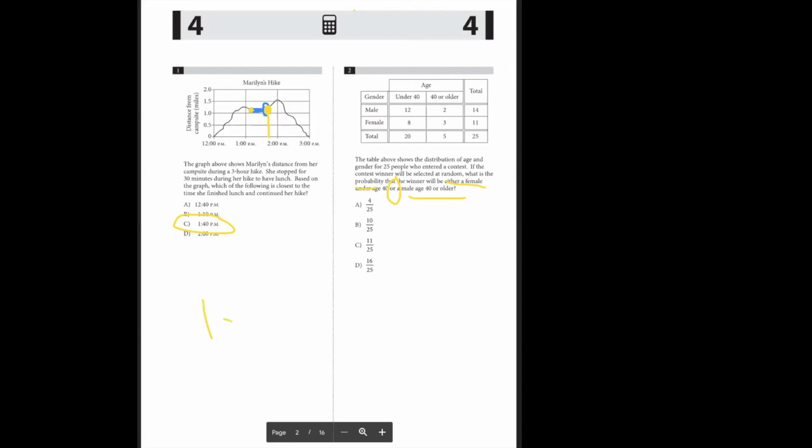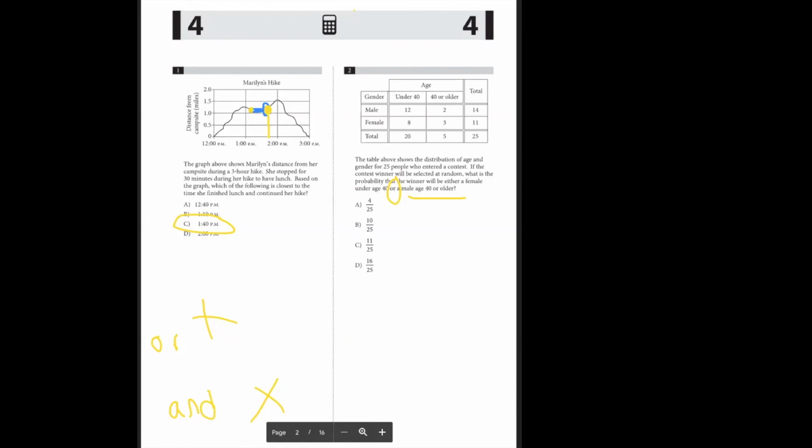If you see "and," it's usually multiplication. So hopefully that's a good tip to know. So really we need to find the probability that she's a female under the age of 40 and then male aged 40 or older. So let's look at the first one. A female under the age of 40.